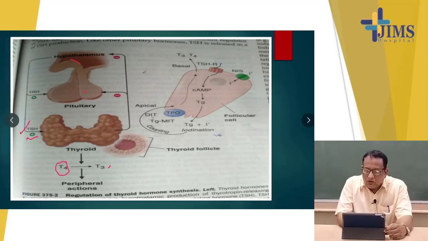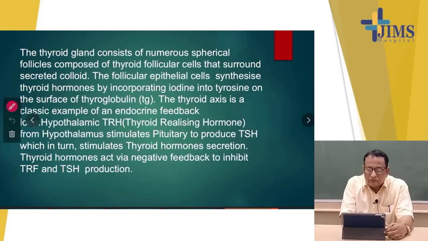So this is the histology, how iodination is formed and how thyroid hormone is produced. The thyroid gland consists of numerous spherical follicles composed of thyroid follicular cells that surround secreted colloid. The follicular epithelial cells synthesize thyroid hormones by incorporating iodine into tyrosine on the surface of thyroglobulin, Tg. The thyroid axis is a classic example of an endocrine feedback loop.